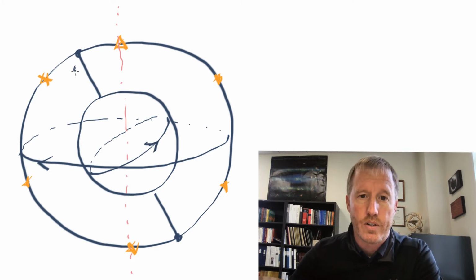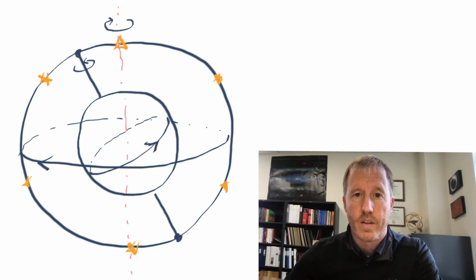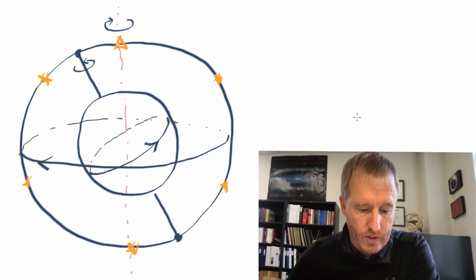So there's a rotation around this axle, just like there's a rotation around this axle for the larger sphere, right? There's a rotation in the opposite direction around that axis for the smaller sphere.